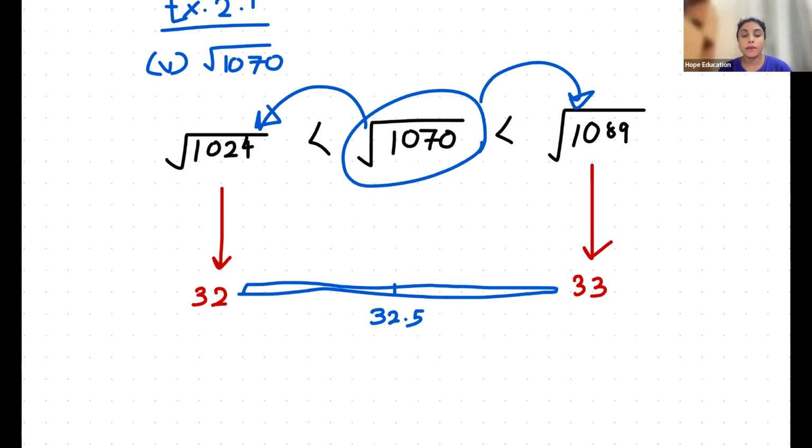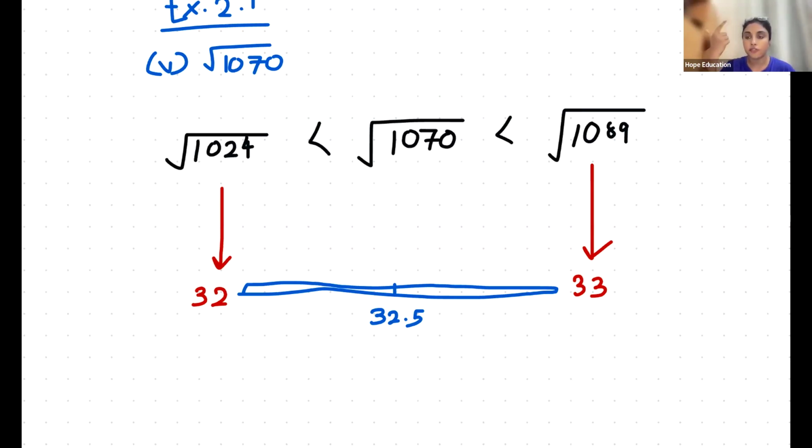Yes. Why? From here to here: 1024, 1034, 1044, 1054, 1064, 1065, 1066, 1067, 1068, 1069, 1070. There's a 46 gap there. But from 1070 to 1089, there's only a 19 gap. So it's closer to 1089. Therefore the square root of 1070 should be in this gap, between 32.5 and 33. That means closer to 33.